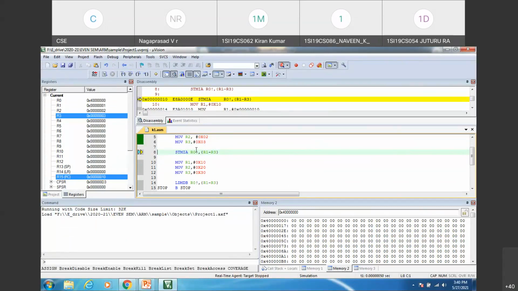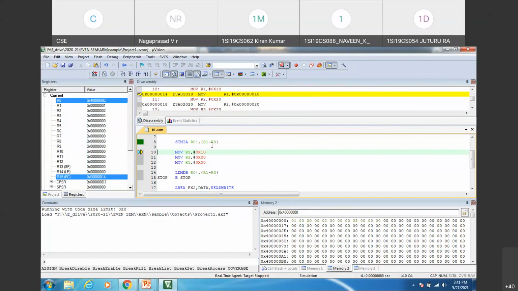STMIA, increment after. So first data, whatever you are having in R1 register, that will be stored at address 4 followed by 70. The next address will be stored in the next word location, and so on. See, STMIA instruction has completed its execution, and you can observe R1, R2, R3 register contents are saved in the memory.